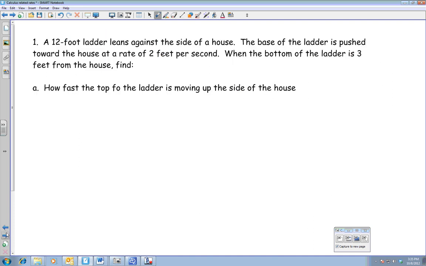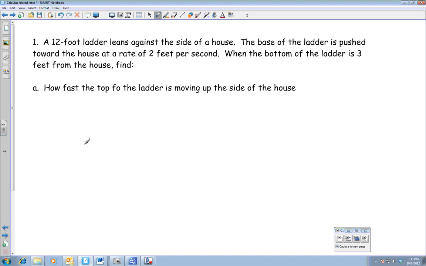All right, so here's the first example, and we're just going to do part A. I know you don't have this on your sheet, so somewhere on the bottom of your notes, we're going to do this part A together really quick. And then there's a part B and part C, but we're just going to do part A together. So it says, a 12-foot ladder leans against the side of a house. The base of the ladder is pushed toward the house at a rate of 2 feet per second. When the bottom of the ladder is 3 feet from the house, find how fast the top of the ladder is moving up the side of the house.